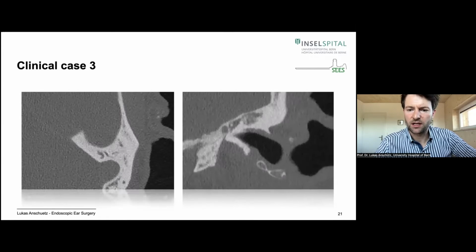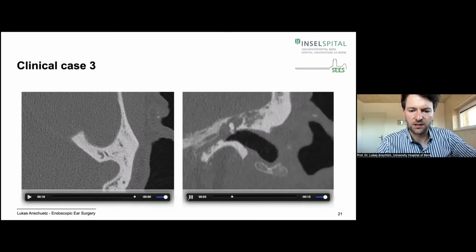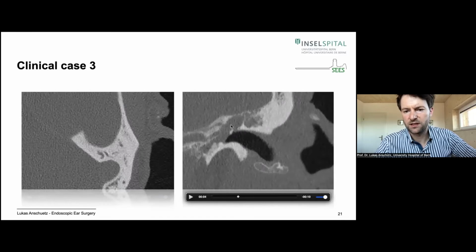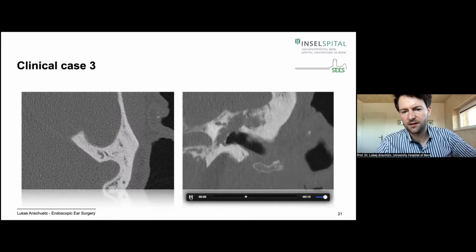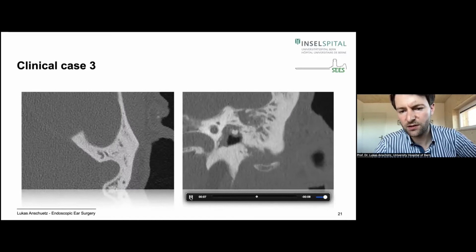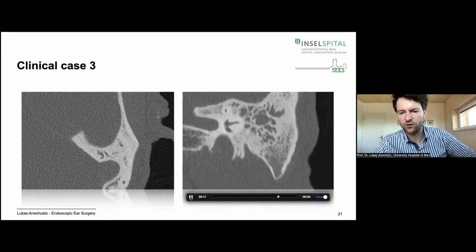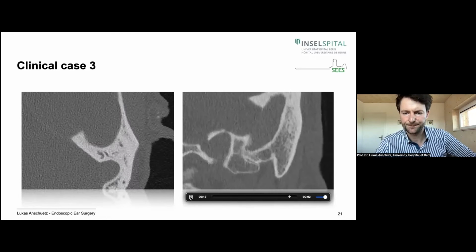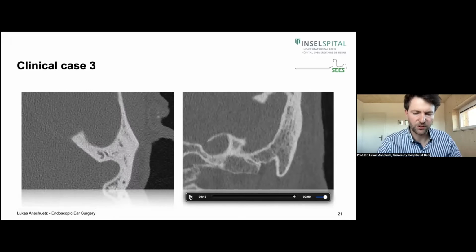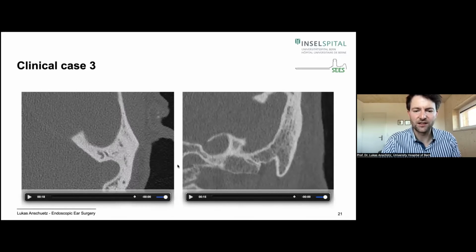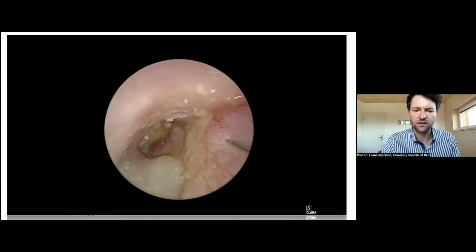And we can have a look at the situation here. And you can see here, this is completely filled. I'm sure if you ask a 100 ear surgeons, most of them would say, okay, you need to do a mastoidectomy for this case as well. But I will show you, of course, the endoscopic solution to this case.